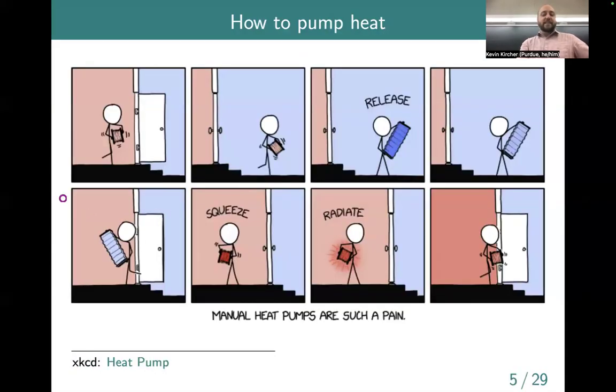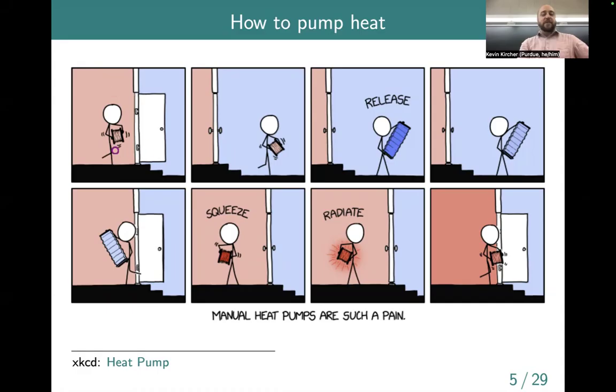So subsequently, there was an XKCD comic about heat pumps called "Manual Heat Pumps Are Such a Pain," that walks through, I guess, if you had an accordion full of some ideal gas, air, or something like that, how you could do a manual heat pump. And actually, I don't know if Randall, the artist who draws XKCD, listened to that podcast. I think probably not, but I like to imagine that he did, and that the nerdy quote inspired this comic. But anyway, let's think through how this works.